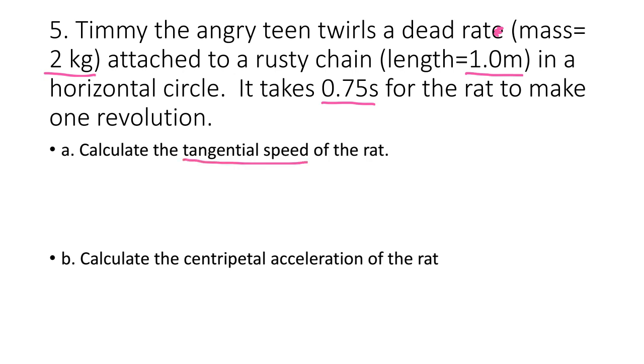Let's start by writing down what we know from the problem. We know the rat has a mass of 2 kilograms. The length of the chain was 1 meter, that's our radius. And it takes a time of 0.75 seconds.